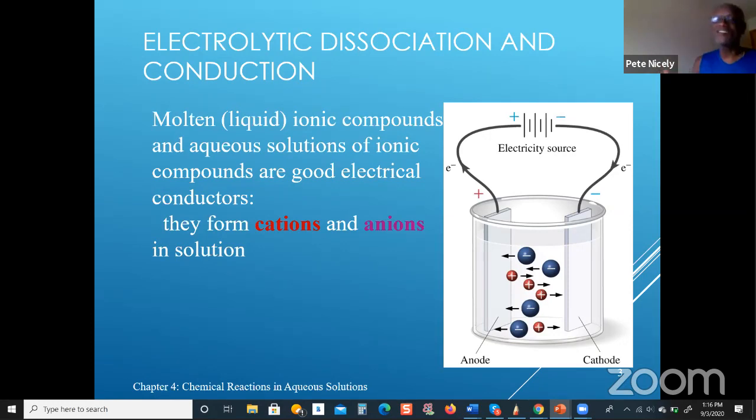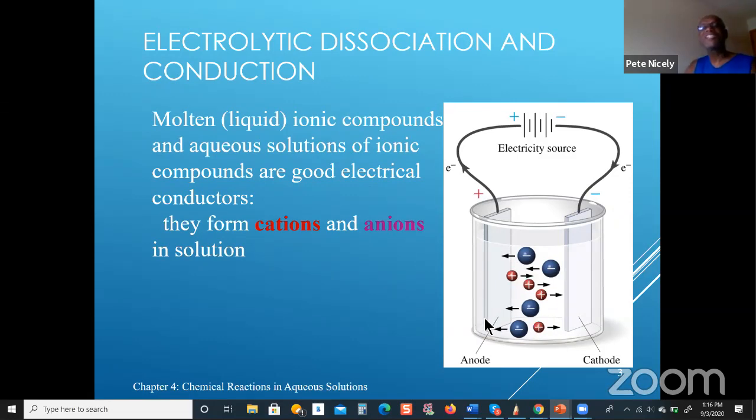And the reason why they conduct electricity is because of the free-flowing ions that are present in the aqueous solution or in the molten state. And that is demonstrated by this diagram right here, right? Remember, ions, when they dissociate, they form cations and anions. So we have the free-flowing anions and cations here.